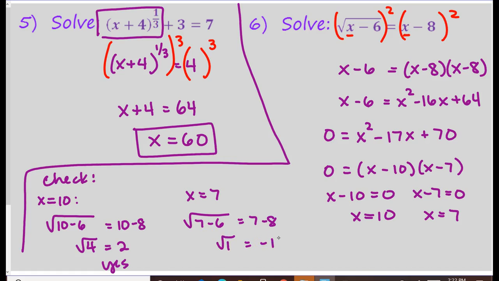Some people get confused on this because they think, wait a minute, when I square root, don't I put plus or minus? But remember, the radical sign, which was given in the original problem and we're carrying through, the radical sign means the principal root. The principal root is the positive one. So x equals 7 is extraneous, so our only answer is x equals 10.